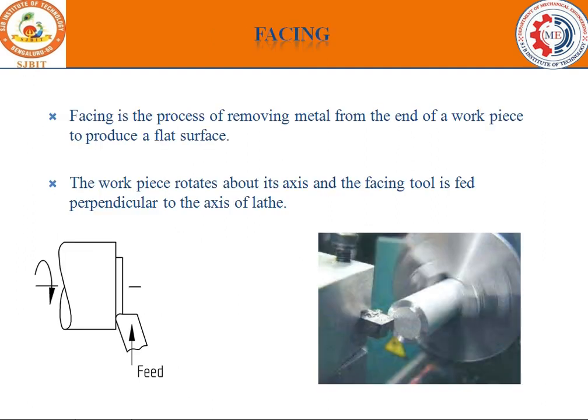So facing is the process of removing metal from the end of a workpiece to produce a flat surface. So here you can see in the image, the feed will be given along the surface of the workpiece. The workpiece rotates about its axis and the facing tool is fed perpendicular to the axis of the lathe.